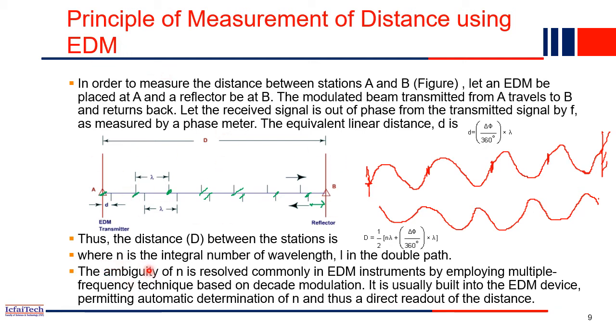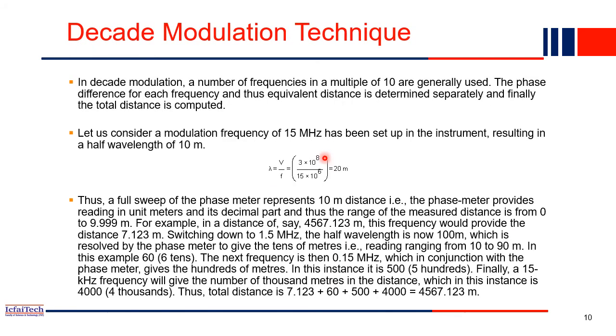Here n is the integral number of wavelengths, meaning how many complete wavelengths there are, and as the total length is double, that's why we are keeping it by 2. Okay, so now you understand the principle of EDM.